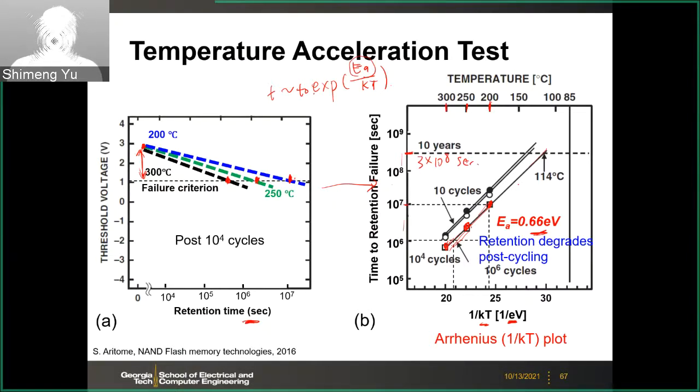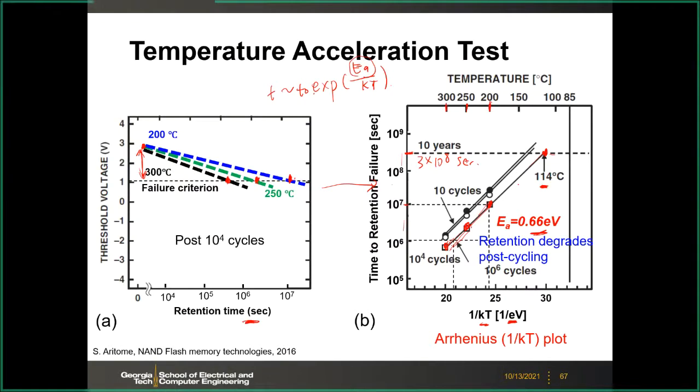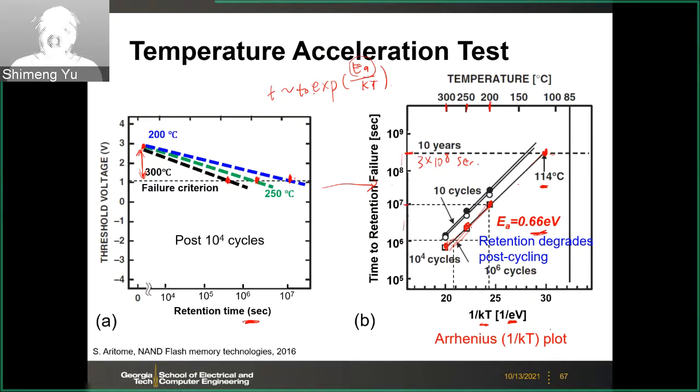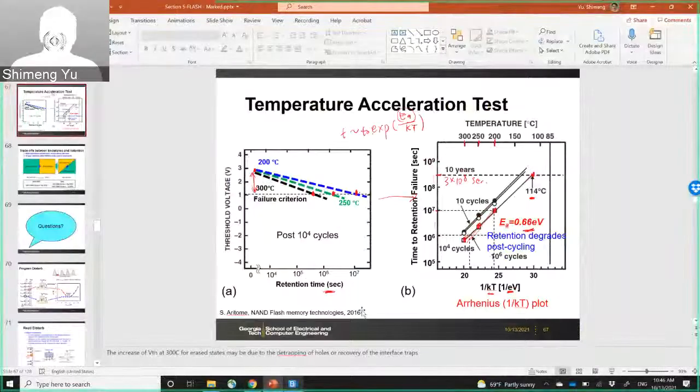So then you draw a line here. If your target is 10 years lifetime, then in this extrapolation, it tells you that it can sustain the high temperature of 114 degrees C over 10 years. So this is good. So you will use the higher temperature to extrapolate to the lower temperature. This is a key point of this 1/kT plot. So any questions? If not, then we will stop here.